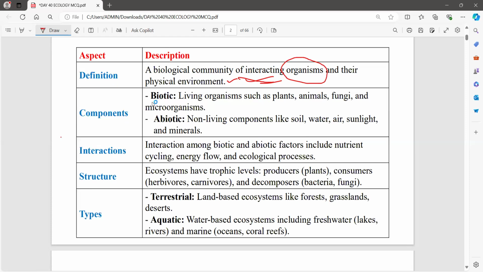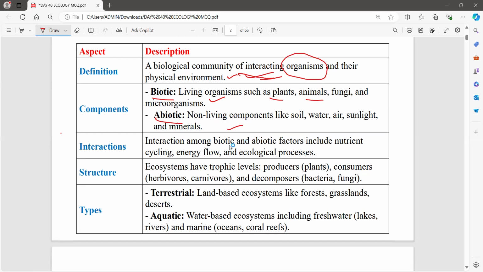Now, what are biotic and abiotic factors? We have studied that the interaction between biotic and abiotic factors will be the ecosystem. Biotic factors are nothing but living organisms, like plants, animals, fungi, and microorganisms, those that can respire. So that comes under the category biotic. And abiotic factors are the non-living components. They are nothing but soil, temperature, air, minerals, like that.